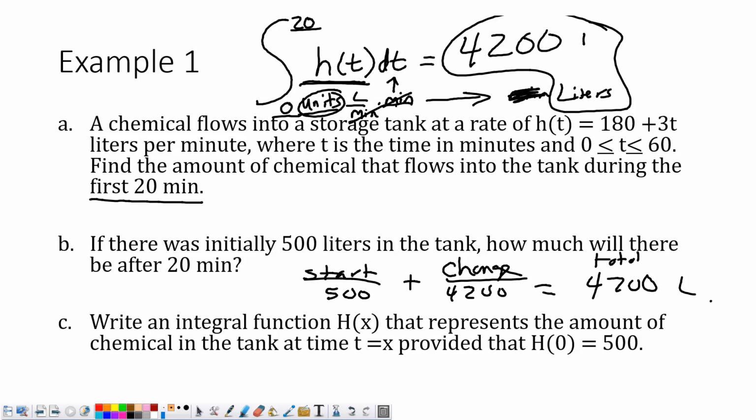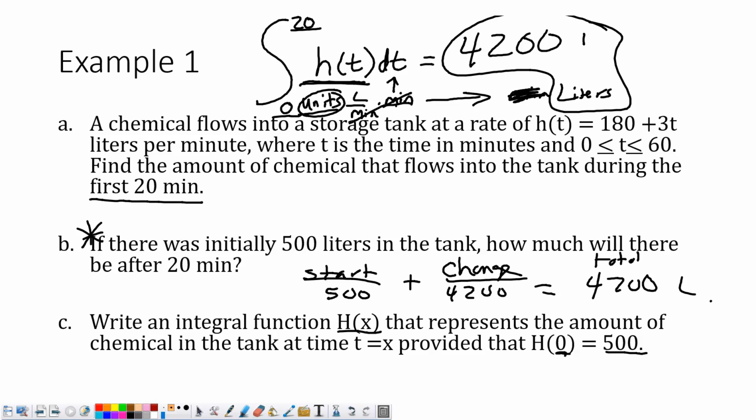Okay? Let's take a look at part C. Write an integral function, h of x. Notice I'm using a capital H there. That represents the amount of chemical in the tank at time t equals x, provided that h of 0 equals 500. So in the problem, you guys, what does 0 represent? Initial time, right? And what does the 500 represent? How many liters there are at that time. So at time t equals 0, there's 500. So that's just a math way of saying what I told you guys up here. There's 500 liters in the tank to begin with, okay?